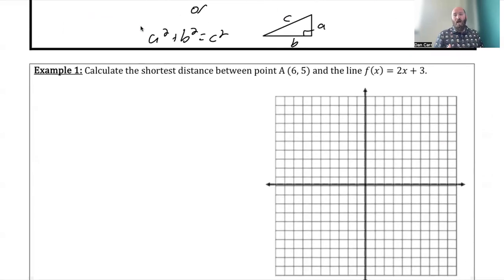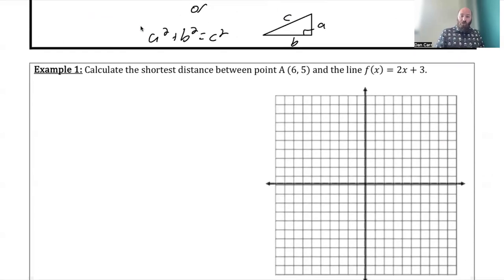So let's take a look at what we're asking for here. Calculate the shortest distance between the point A and the line f of x equals 2x plus 3. I'm going to write down each of my steps here because there is a bunch going on, but the concept is going to be the same every time. Step one, plot point and line. Okay. So A is at 6, 5.